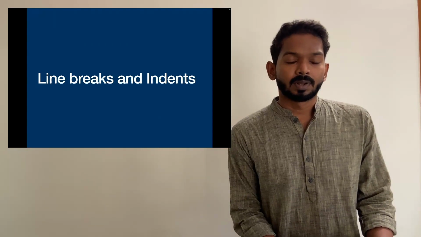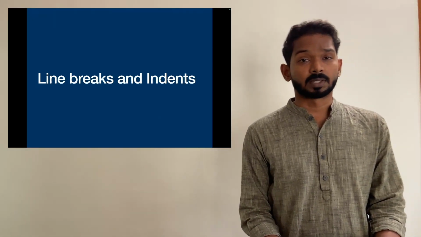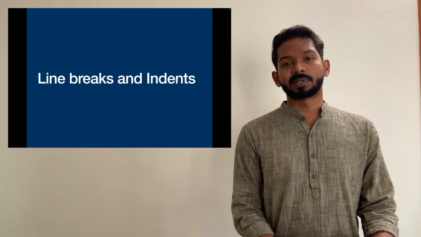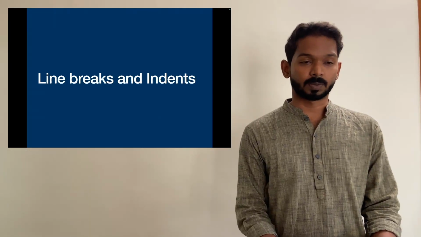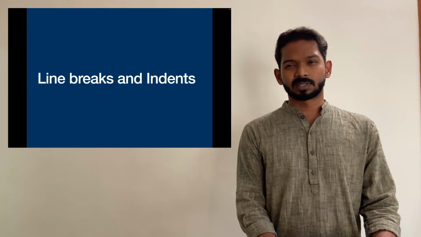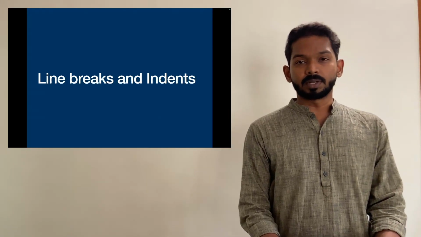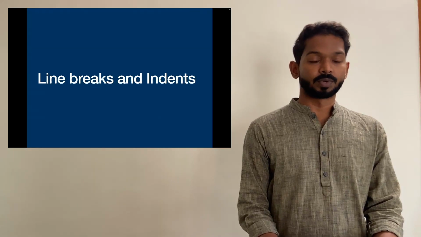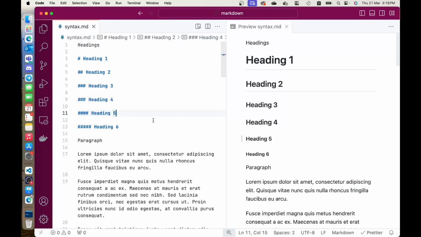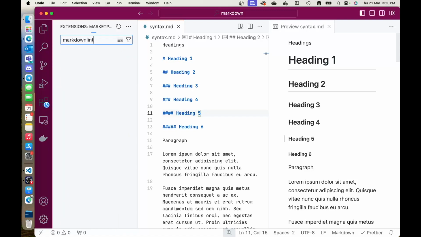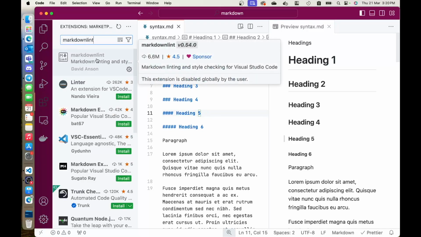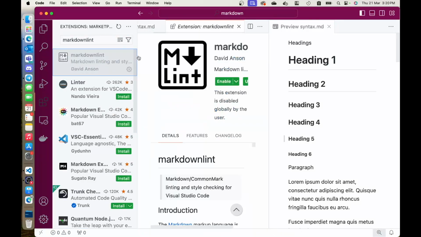As you can see, line breaks and indentation are a crucial part of the Markdown syntax. Adding additional spaces when not required and leaving out empty lines when required can result in unexpected output. As a beginner, you might find this a bit confusing, so I recommend using the Markdown lint extension in Visual Studio Code. Now, open your VS Code and go to the Extensions Marketplace. In the search bar above, type Markdown lint without spaces. You should see this Markdown lint extension by David Anson. Click on it and install.